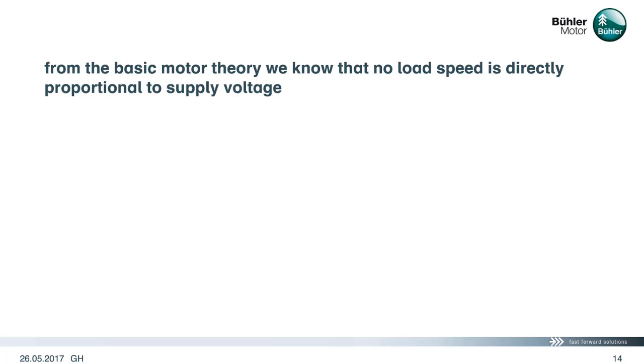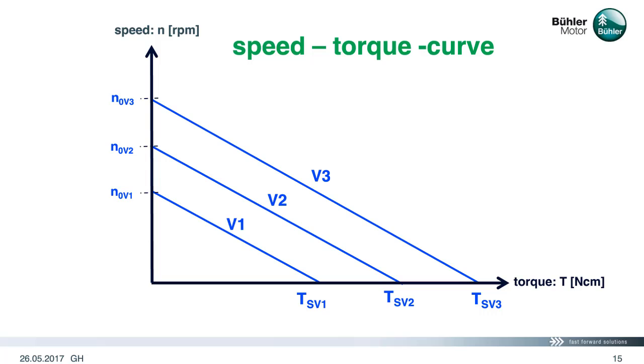From the basic motor theory, we know that no-load speed is directly proportional to supply voltage. This relationship is shown here. No-load speed N sub 0 at voltage V1 divided by N sub 0 at voltage V2 is voltage V1 divided by voltage V2. Looking at a set of speed torque curves, this voltage dependency can be shown by parallel straight lines where voltage 1 is smaller than voltage 2, which is smaller than voltage 3.